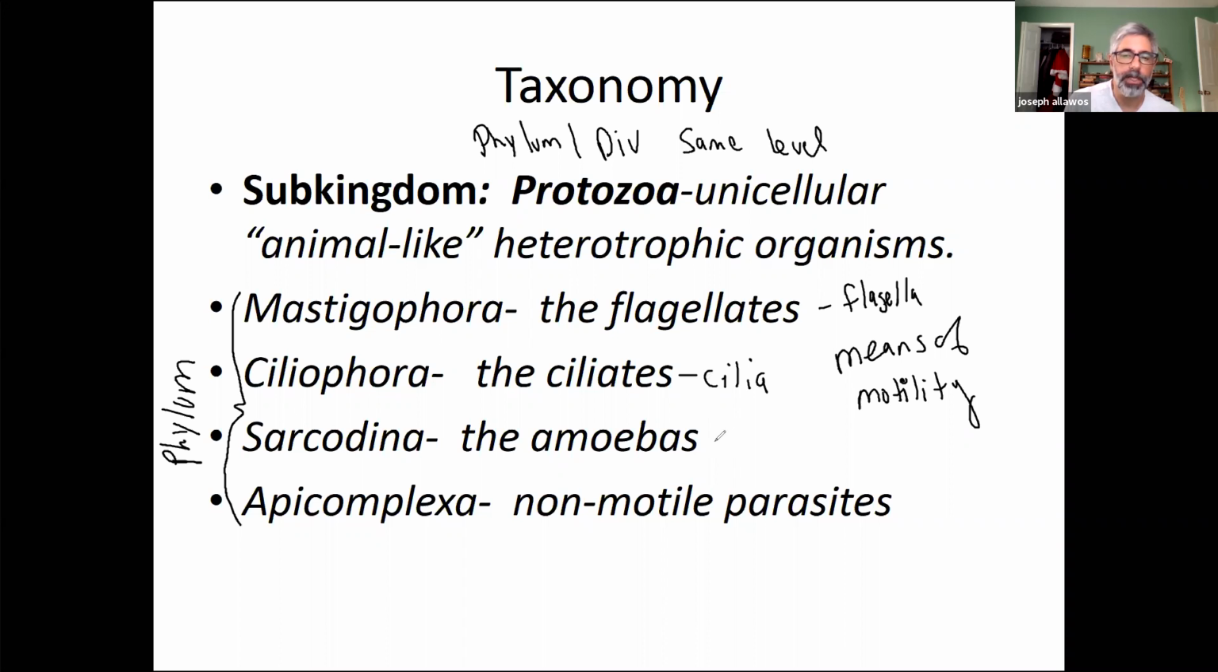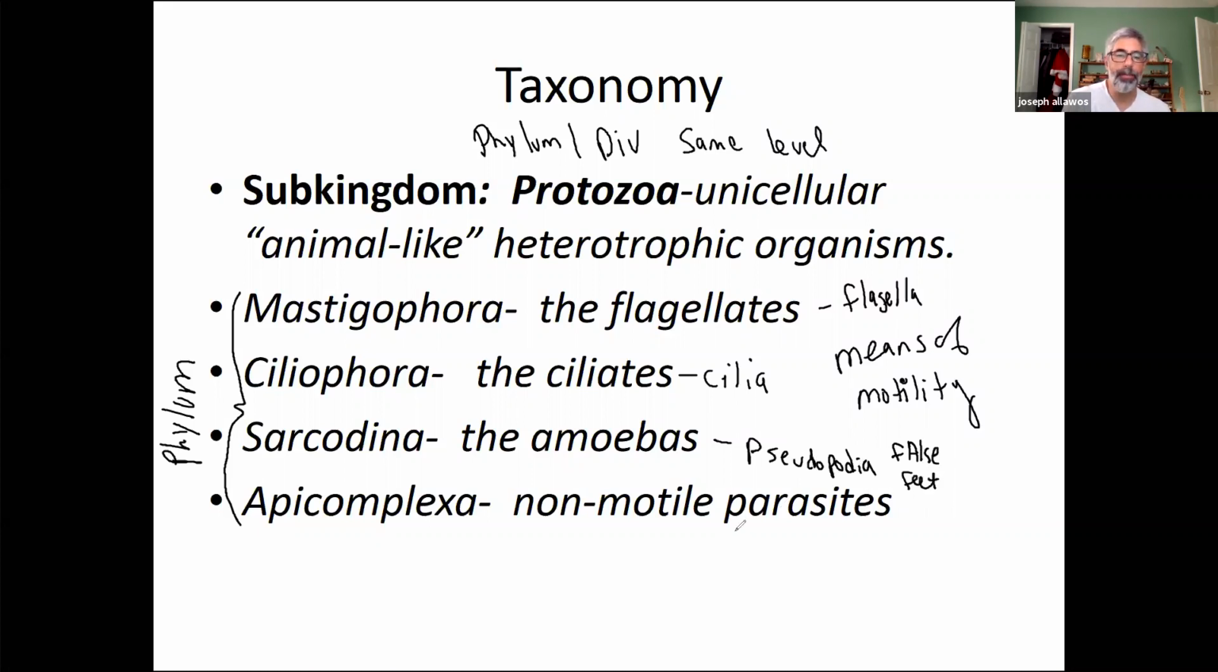The Sarcodina are the amoebas, and they make these things, and I'll just go ahead and give you the name. They move by these little structures called pseudopodia. Pseudo means false, podia, podium, podiatrist means what? A podiatrist is what kind of a doctor? Foot doctor. So this means false feet, okay? And we'll see what that looks like.